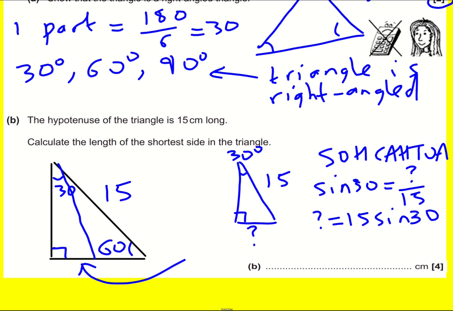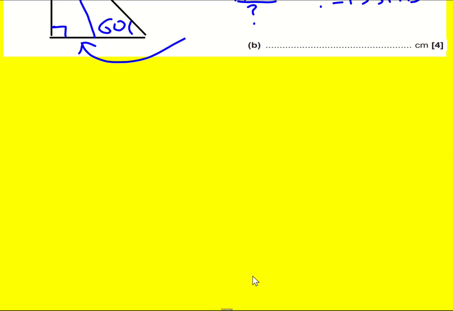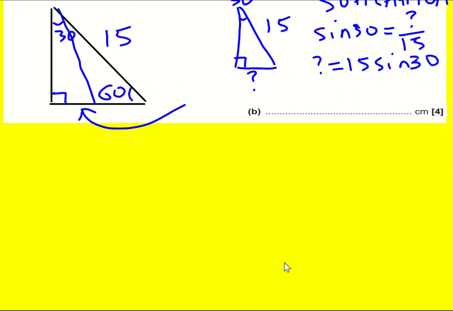Now, this is a tricky bit. This is a non-calculator paper, so this paper expects you to know the values of some of your trig values. And actually, sine 30 is 0.5, so we're going to get 7.5 as our answer. 15 times 0.5. That is a sneaky question.